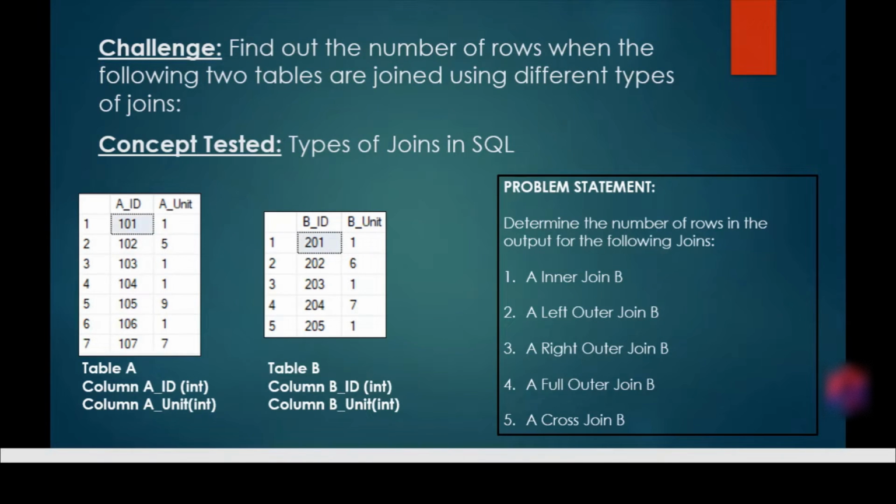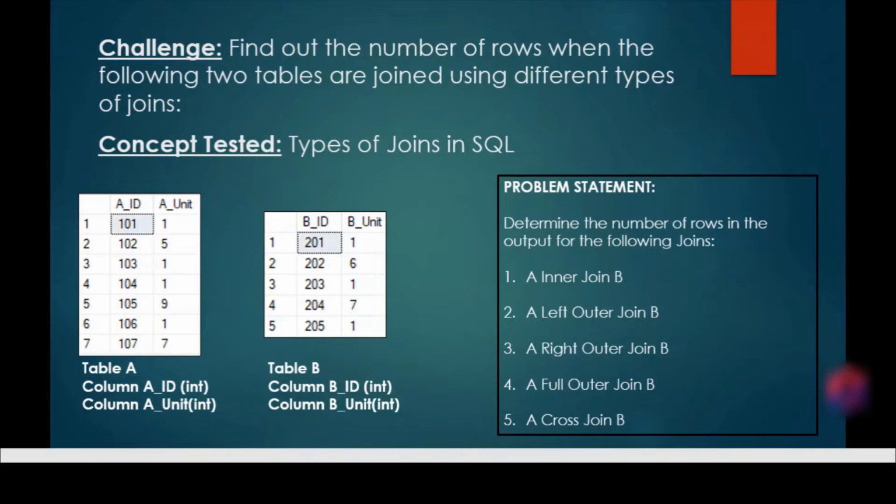Our challenge today is to determine how many rows we get in the output when we perform 5 types of joins between two tables. The concept tested here is to develop a deeper understanding of how different types of joins work in SQL. For our demonstration purposes, we have two tables at hand, table A and table B. Both of these tables have a similar structure. That is, both of them have two columns, AID, A unit and BID, B unit. As you can see, both of these columns have integer values in both the tables.